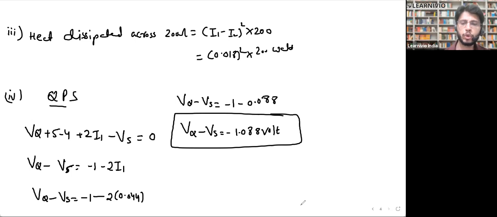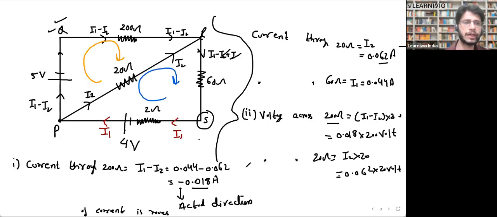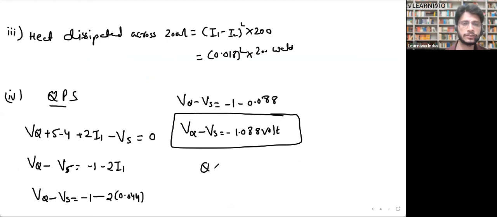Do one thing. Choose any other path, like choose this path, QRS, and get the value of VQ minus VS. What answer you are getting? Just write your answer in chat. I need answer of each one of you. Choose this path, QRS, move from Q to S, and write the value of voltage VQ minus VS that you are getting.